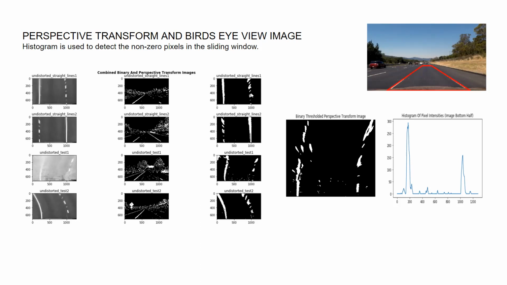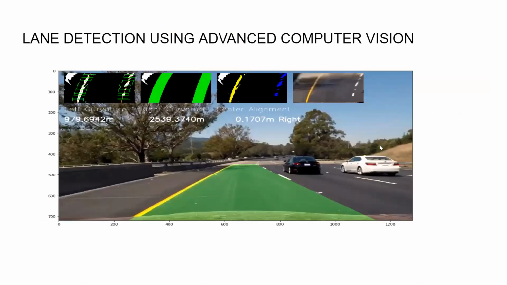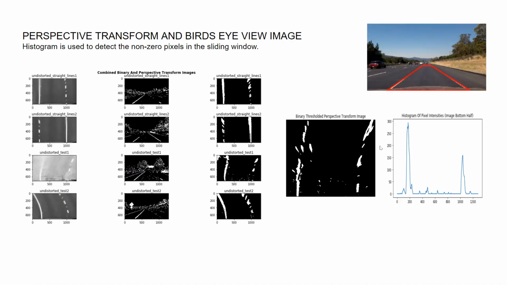The last column shows the bird's eye view images of the respective undistorted images. From these images, we plot a histogram of the pixel values of the bottom half of the image. Now we will see why we need to plot a histogram of the pixel intensities. These pixel intensities plotted on a histogram are used to detect the lane lines using the sliding window technique.